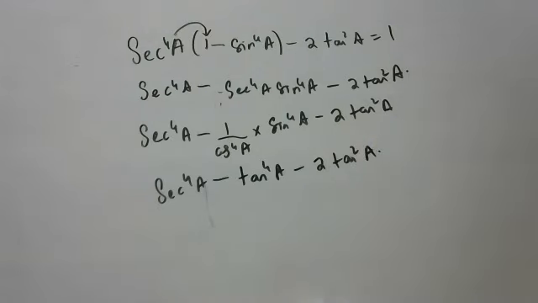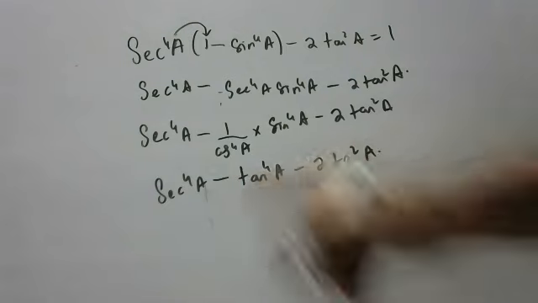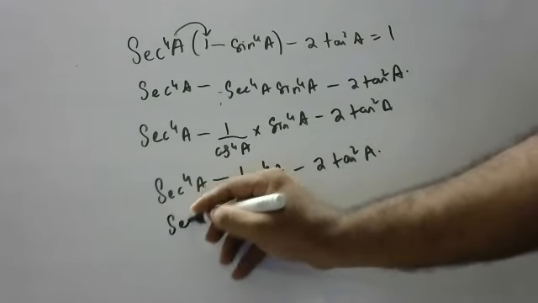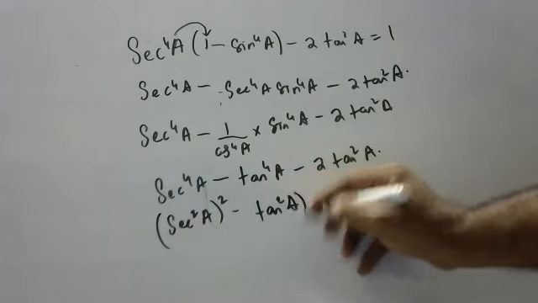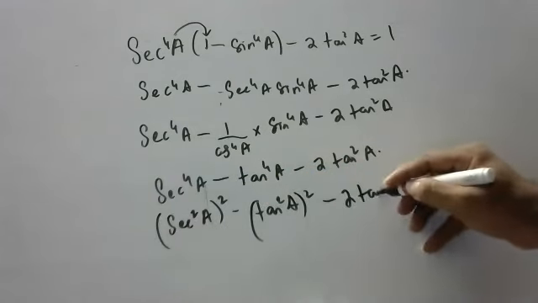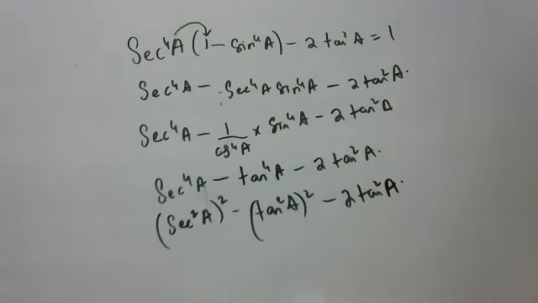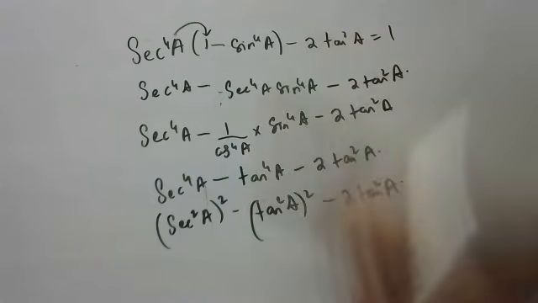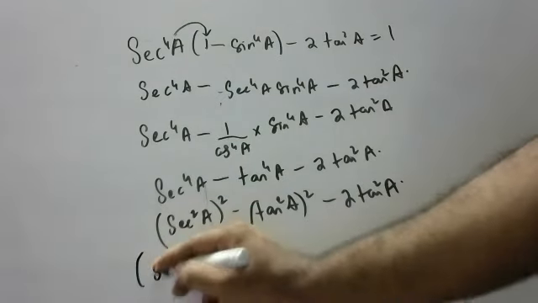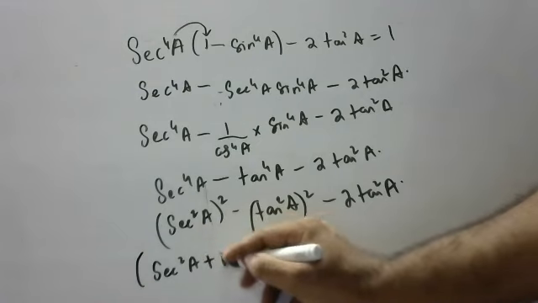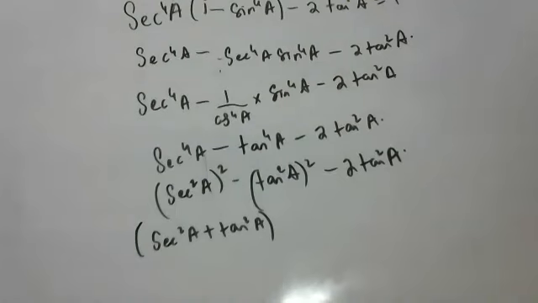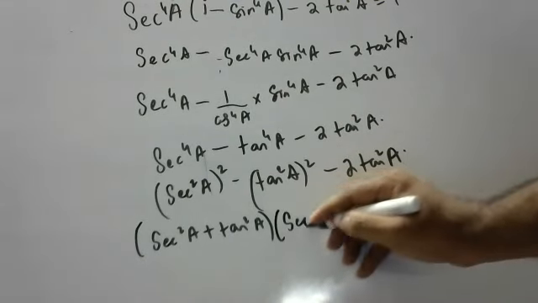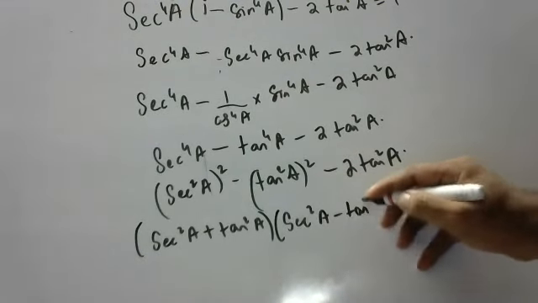Okay children, this you see. I can write this as secant square a whole square minus tan square a whole square minus 2 tan square a. This is in the form of a square minus b square. A square minus b square is a plus b into a minus b. Who is a minus b? Secant square a minus tan square a.